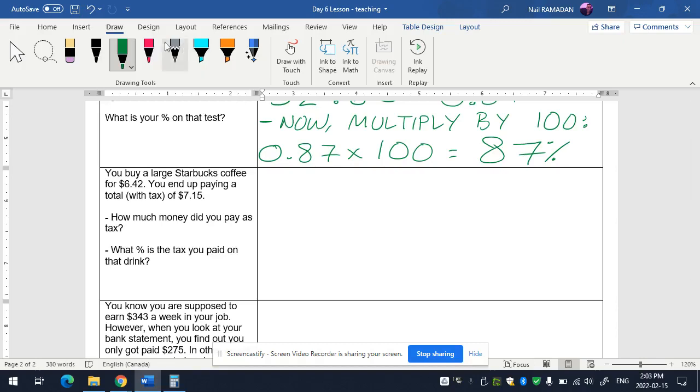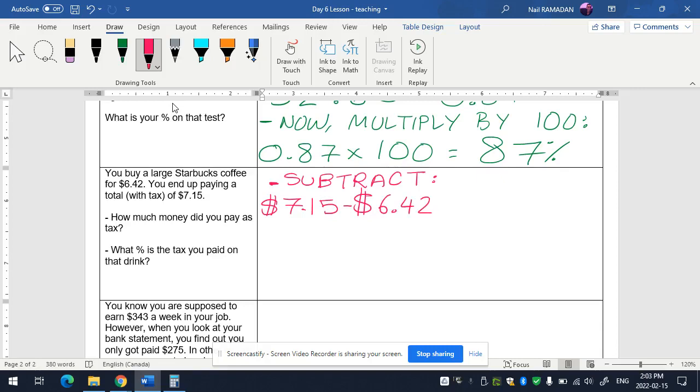Step number one. Oh, no, not yet. I'm going to have to subtract first. You're telling me what to do for the second question. You're not wrong. You're just ahead of us. So first, subtract. And I want you to write the word subtract to understand what's going on. All right. So 7.15 take away 6.42.